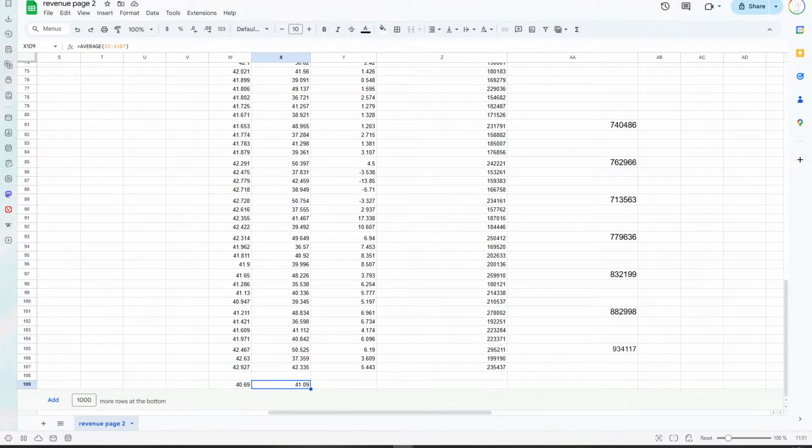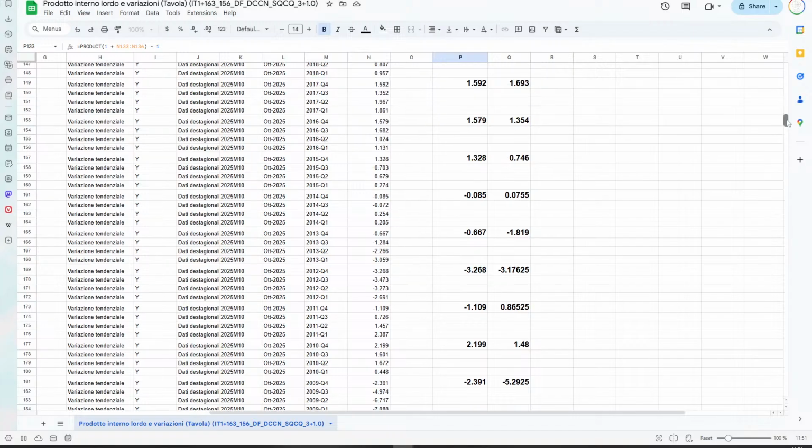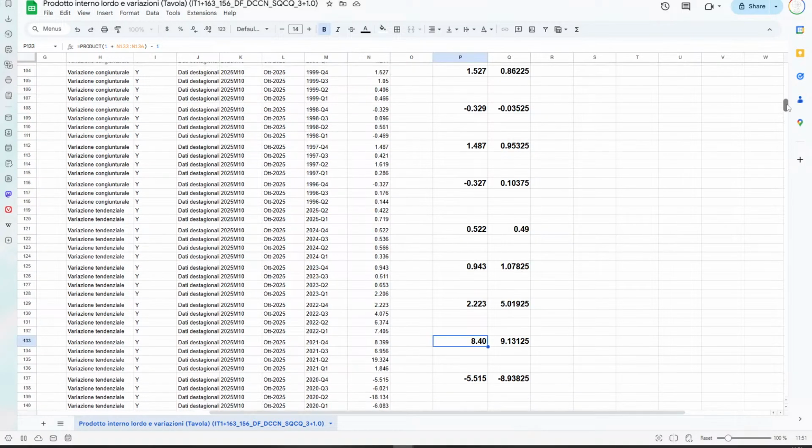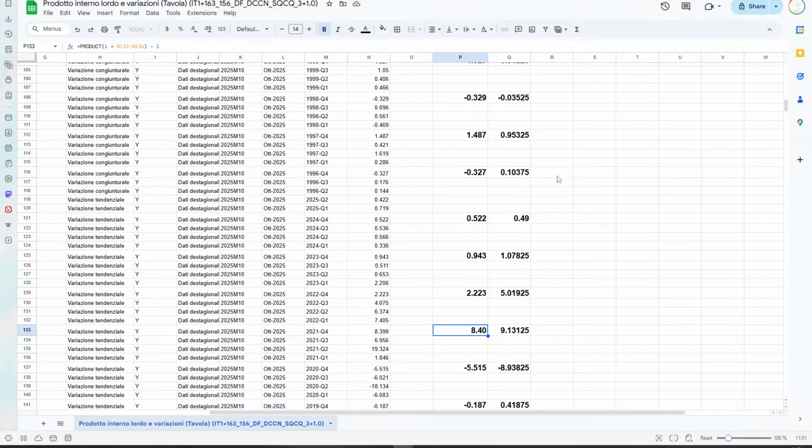Unit labor costs, we have seen revenues, okay, we have seen GDP, tendenziale, congiunturale. So if we want to see nice GDP data, we want to see tendenziale.